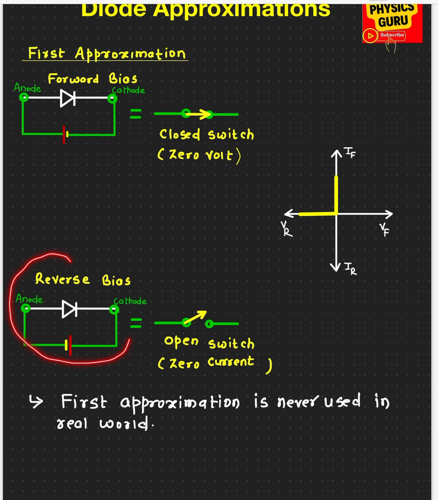And in the reverse bias, which means when the anode is connected to the negative terminal of the battery and the cathode is connected to the positive terminal of the battery, we call that a reverse bias. When the diode is connected in the reverse bias, it behaves as an open switch. When I say open switch, that means it does not allow any current to pass through. This means it behaves as a very, very high resistance. This also means it doesn't matter how much voltage you apply, there will be zero current in the circuit.